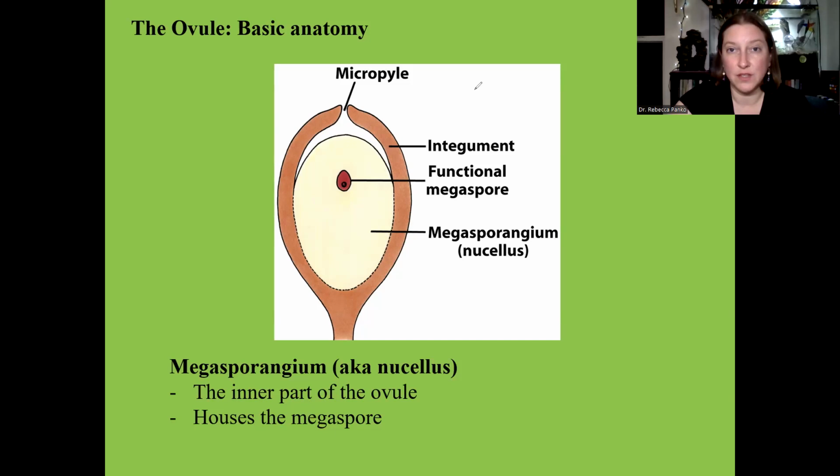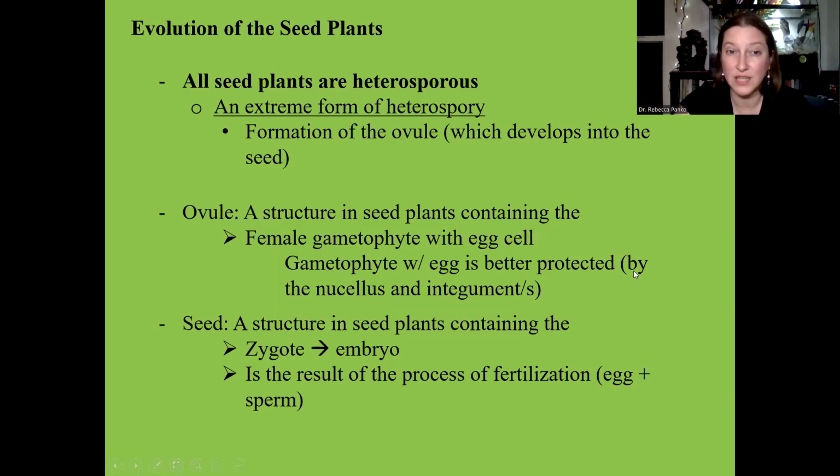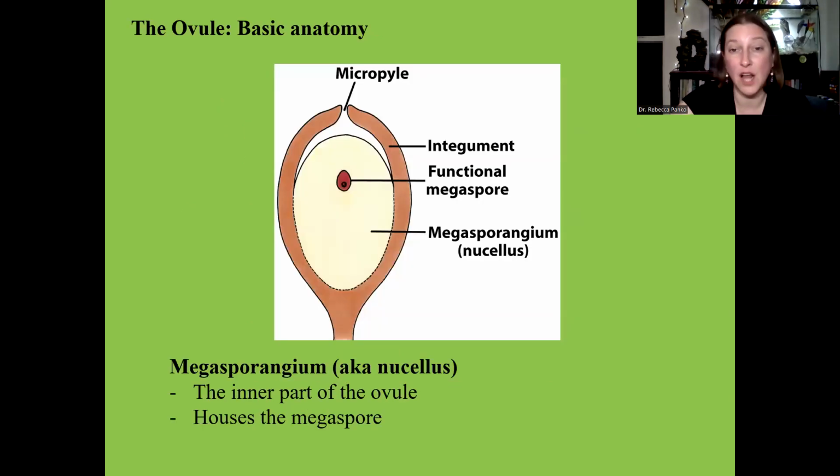So I said on the previous slide, sorry, all my boxes are in the way here, right? An ovule is a structure that has inside of it a female gametophyte and an egg, right? Okay, here is an ovule. So inside of that, remember, this is an extreme form of heterospory. So we have to have sporangia and we have to have spores still. So this whole structure here is an ovule.